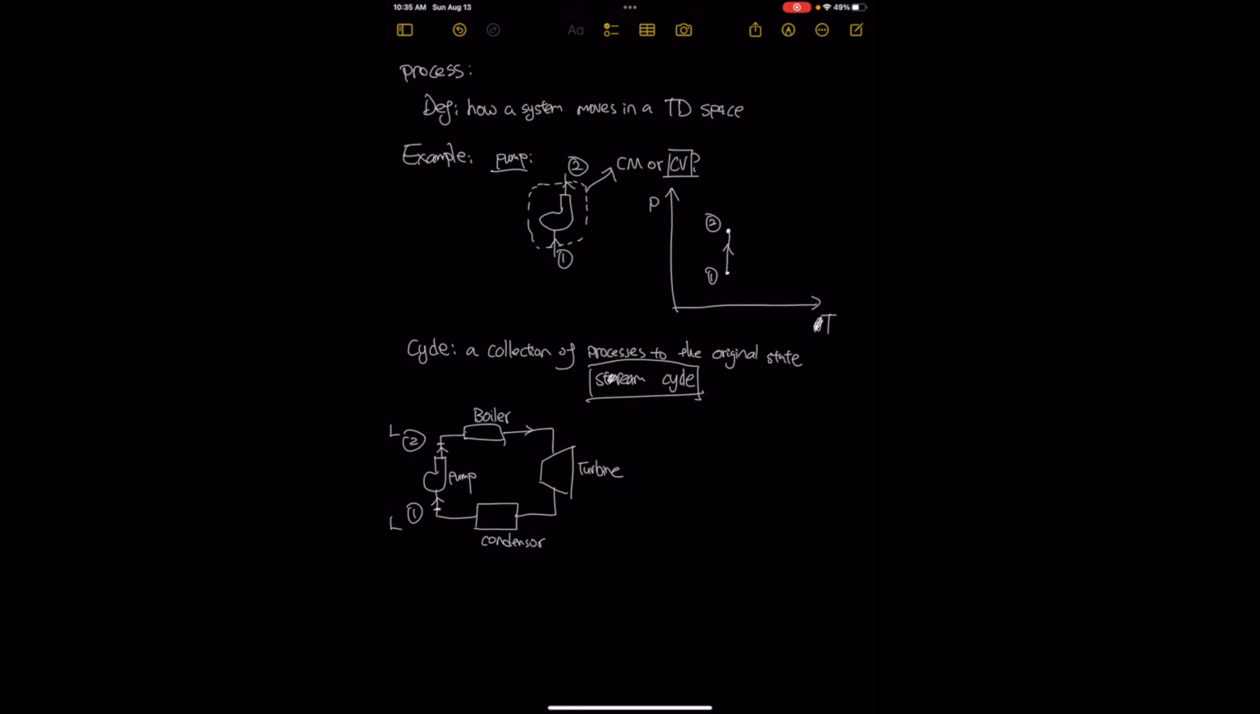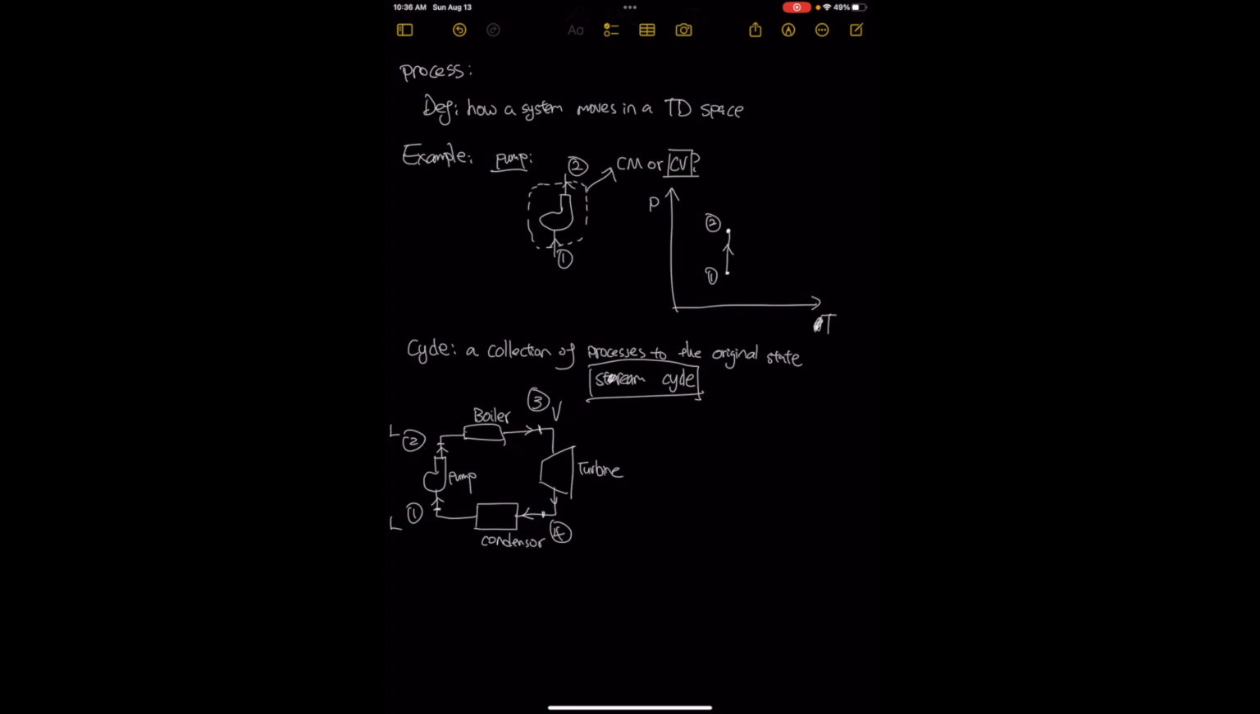So here we can call it state number 3, because typically we have a vapor in this stage. Ideally, all the liquid has been converted into vapor. And then the vapor will go through the turbine. The turbine's job is to extract energy from the vapor. After we go through the turbine, we'll have state number 4. The direction is like this. So now we have completed the direction of this steam cycle.